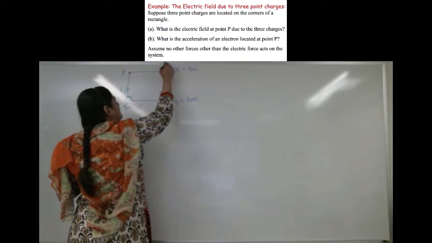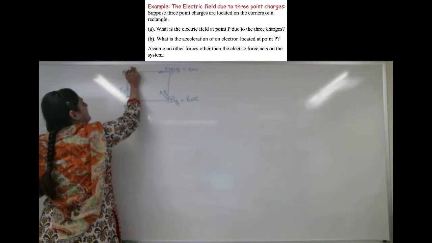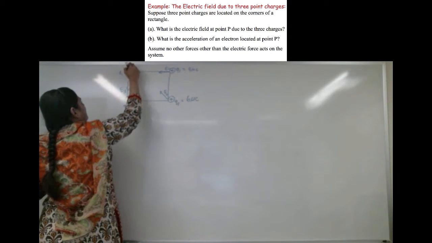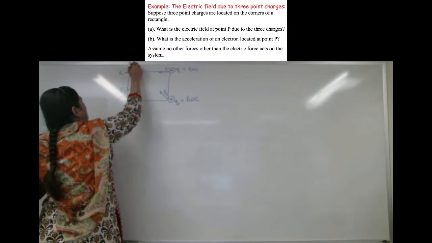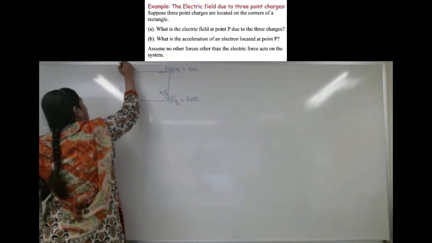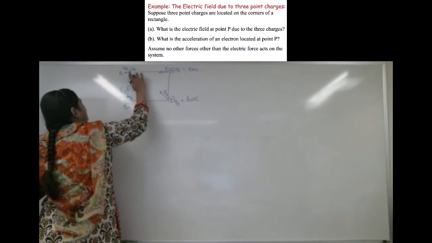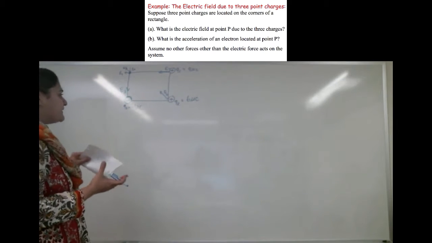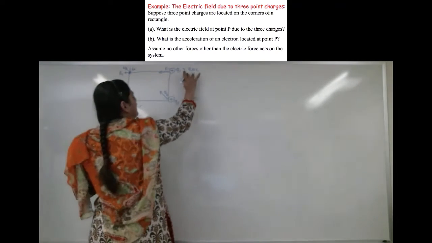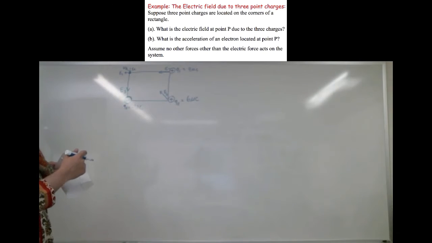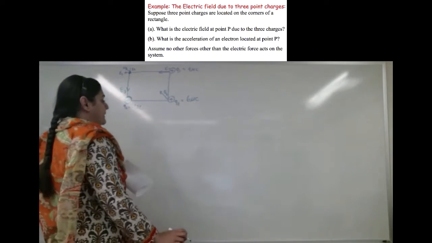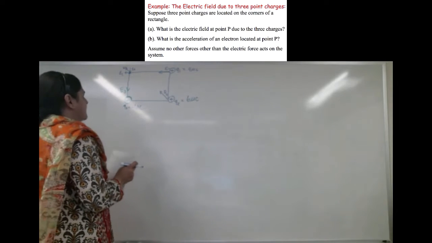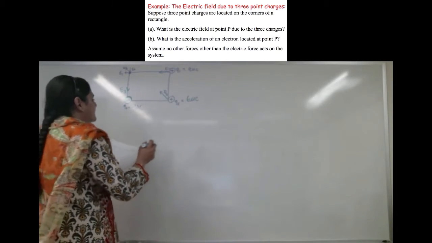So E2, E1. At this point P, E1 will be that way, E2 will be that way, and E3 will be that way. I try to make sure that the vectors are kind of irrelevant right now because they all will depend on the charge, because E is actually KQ over R squared. So we'll figure it out, right? So what do we need to do first? Let's just do a quick calculation.